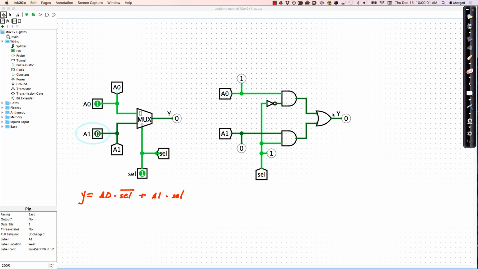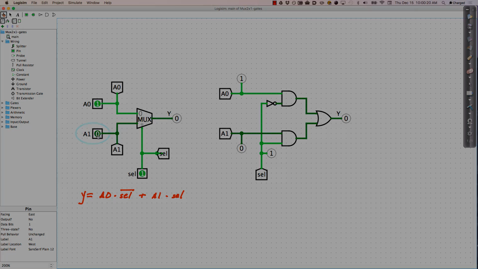And again, observing the logic diagram, when the select bit is 0, A0 is propagated through the AND gate and the OR gate to the output. And when the select bit is 1, A1 is propagated through to the output.